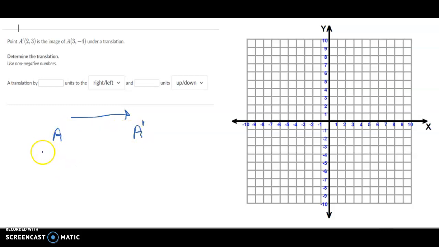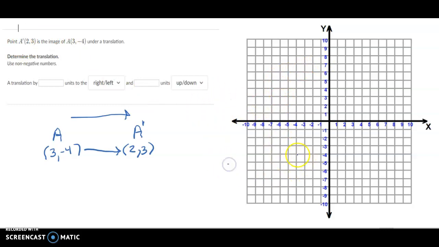So we are moving from 3, -4, to 2, 3. We are headed in that direction, and that's the movement we are expected to describe with these boxes in these drop-down menus. So we're starting at 3, -4.